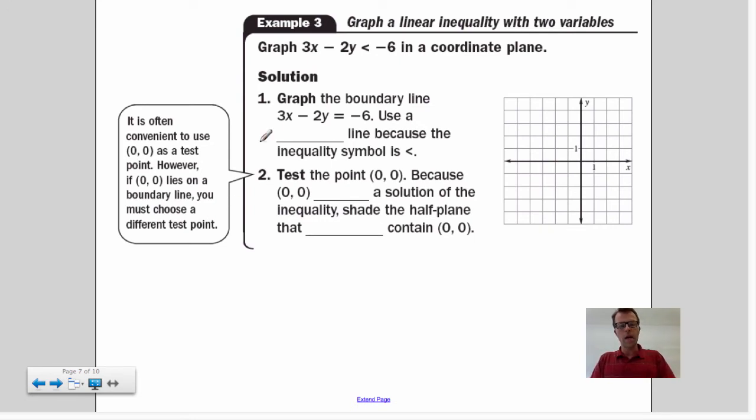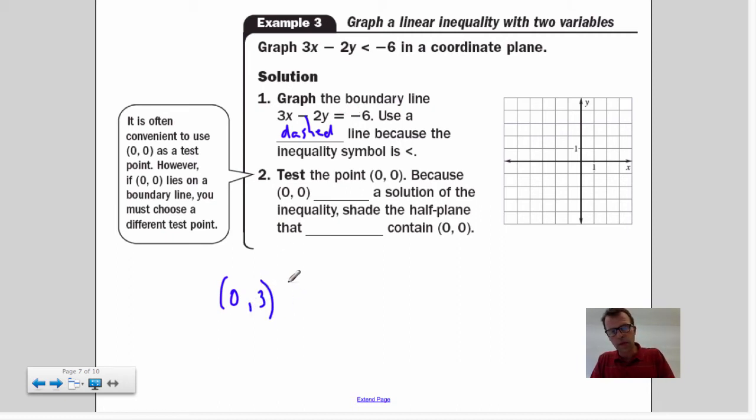This is our line. So the first step is to graph the boundary line. I would use, again, a dashed line here because the inequality is just a less than symbol. So graphing this line, I would find the intercepts. I would set x equal to 0, and when I plug 0 in for x, I'm left with -2y is equal to -6. Divide by -2 and I'll get 3.